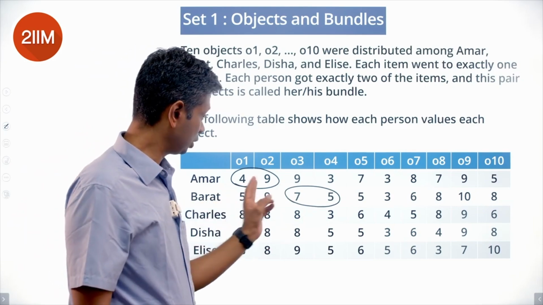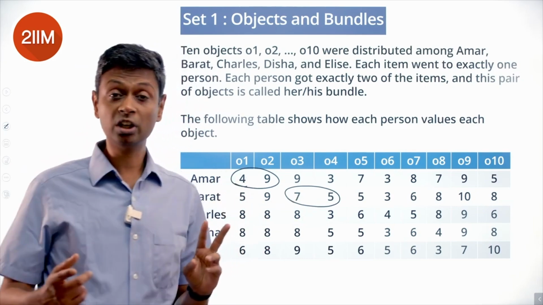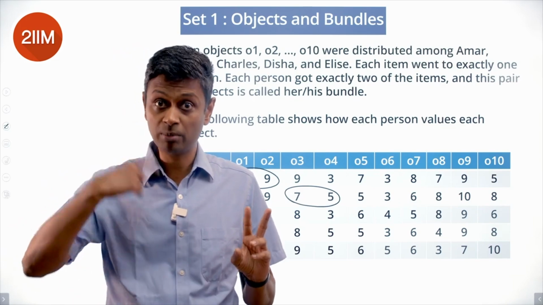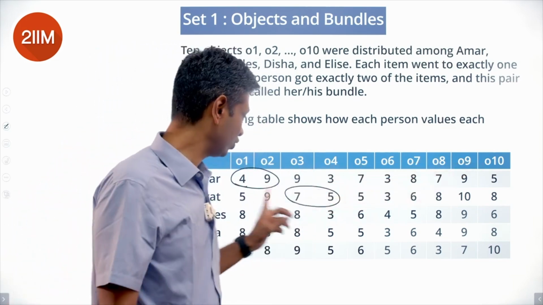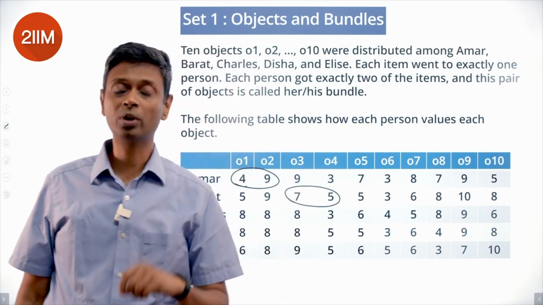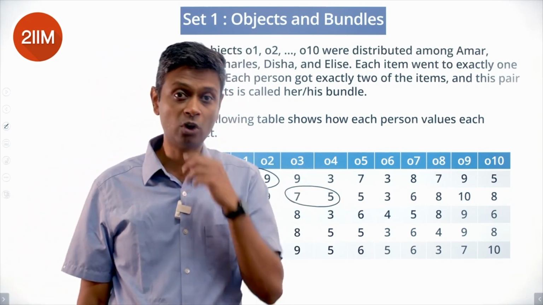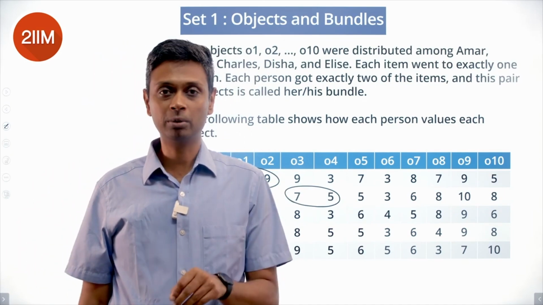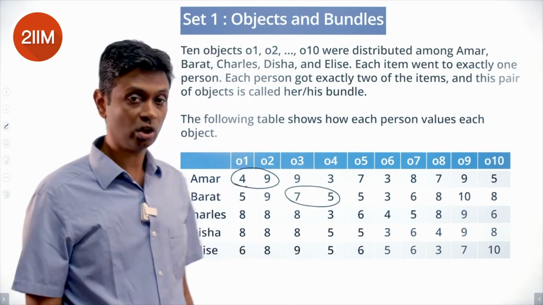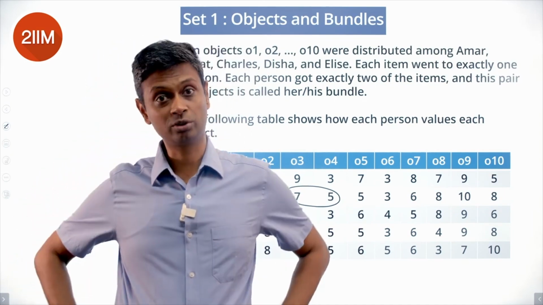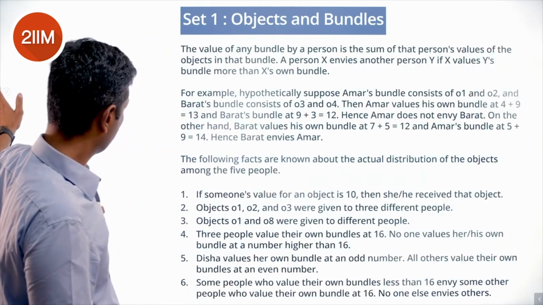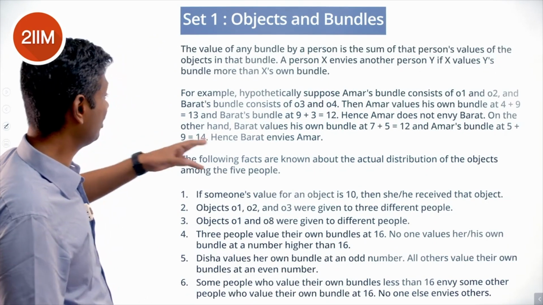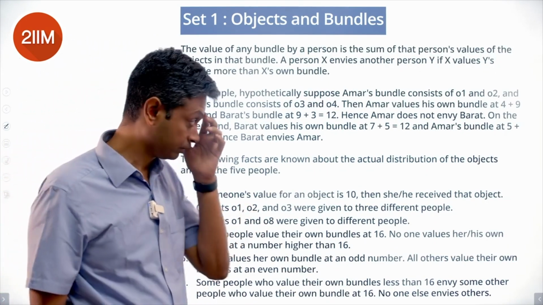Barat values his bundle at 12 and Amar's bundle at 14. So we'll have to think about Barat valuing Amar's bundle. Barat does not see these numbers; he can see only these numbers. Barat knows Amar has got O1 and O2. He doesn't think of it in terms of how much Amar values it. Barat will say, okay, O1 and O2, the bugger's got 14, I've got only 12. Oh my God, this is not good. So, interesting. Barat envies Amar, Amar does not envy Barat.